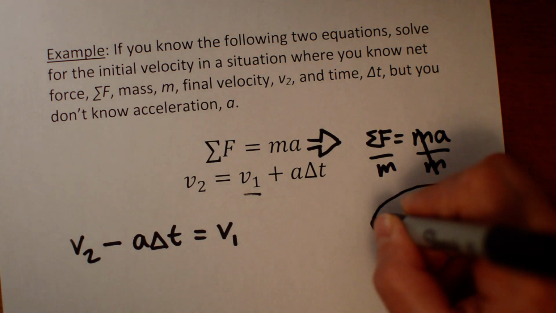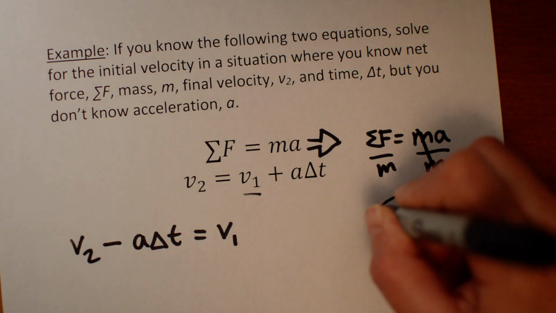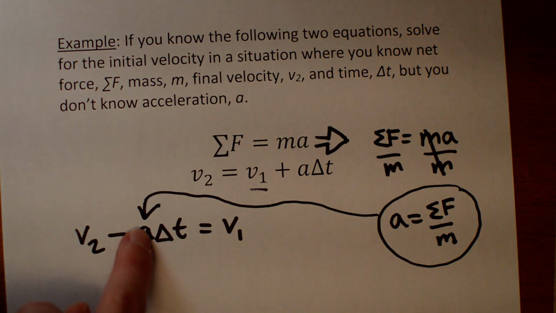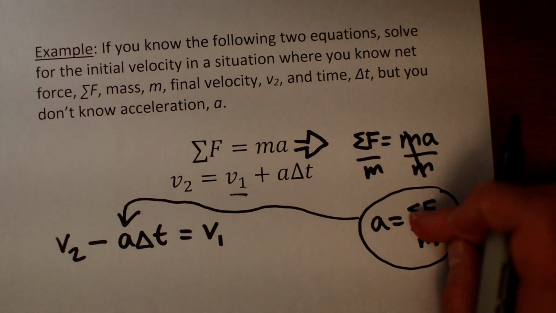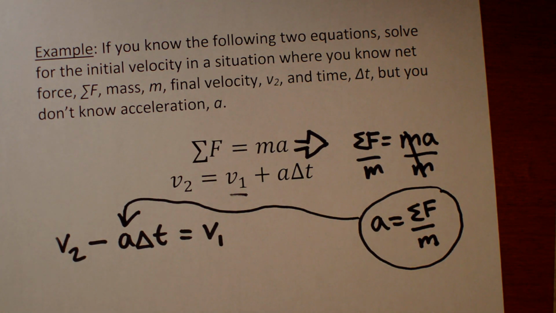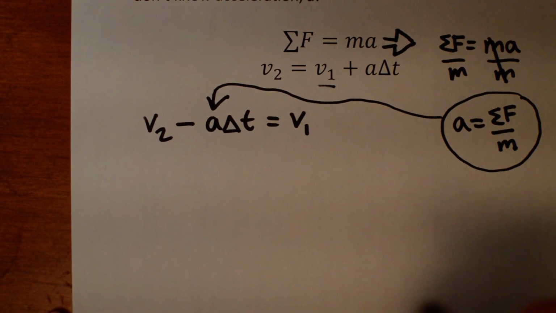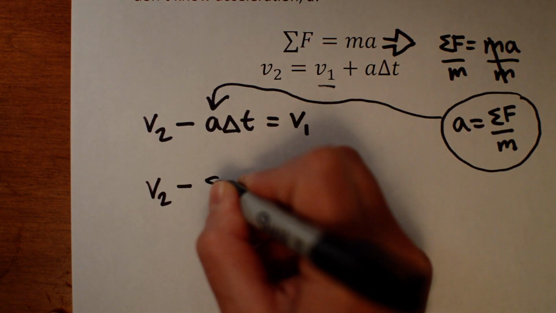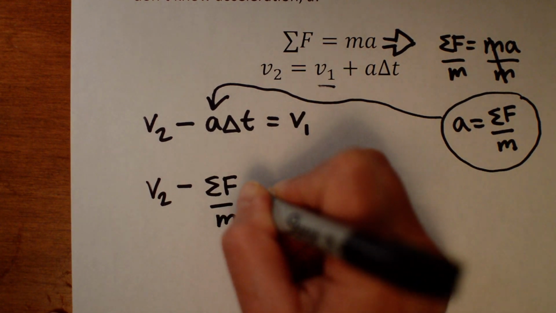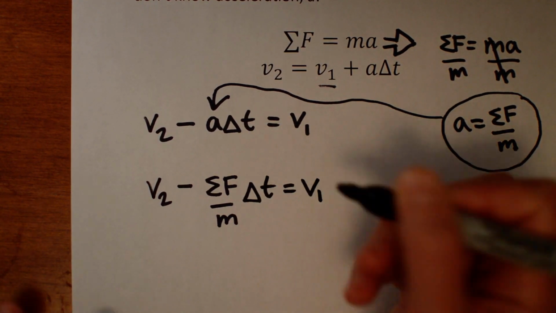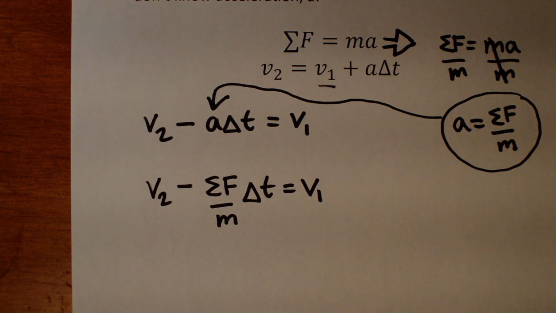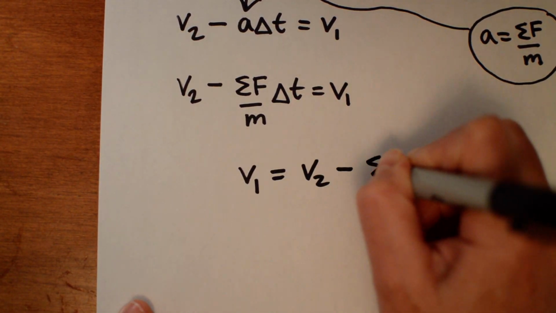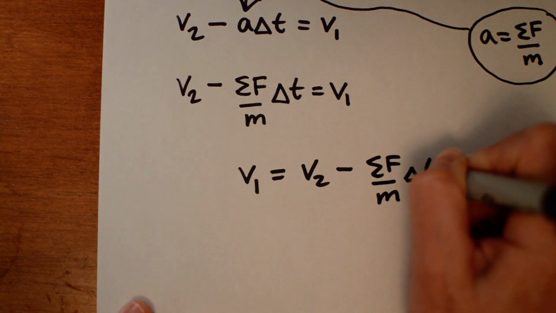This equation here, I can then actually sneak in for the acceleration right there and just boom, kick out acceleration, replace it with what it is, which is net force over mass, and then I don't need to know acceleration anymore. So let's write that out. I would have v2 minus, instead of the acceleration, I'm going to write net force over mass times delta t is v1. And there you go. I've got an equation for v1 that doesn't rely on acceleration. I could just write it forward so it looks nice. And you're all done.